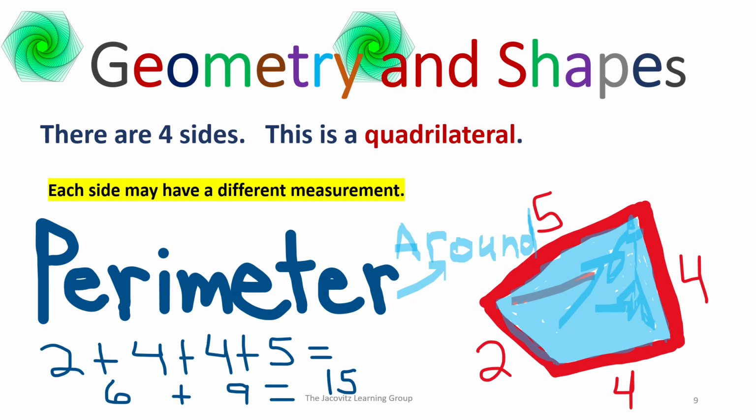2 and 5 is 7, 7 and 4 is 11, and 11 and 4 is 15. Sorry about that. So let's do it again to check. 2 and 4 is 6, 6 and 4 is 10, 10 and 5 is 15. So it's 15.